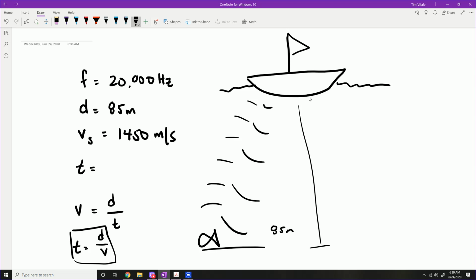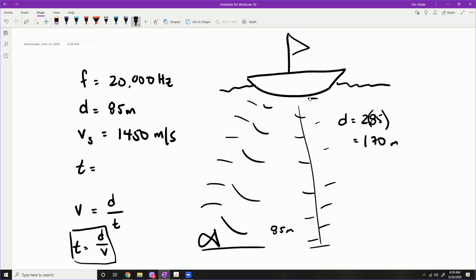Now here's the tricky part. The distance isn't actually just 85. The distance is actually going to be 2 times 85 because the waves have to go down and then they have to bounce back. So the distance will actually be 2 times 85, which is 170 meters. So that's what we're going to plug in here.